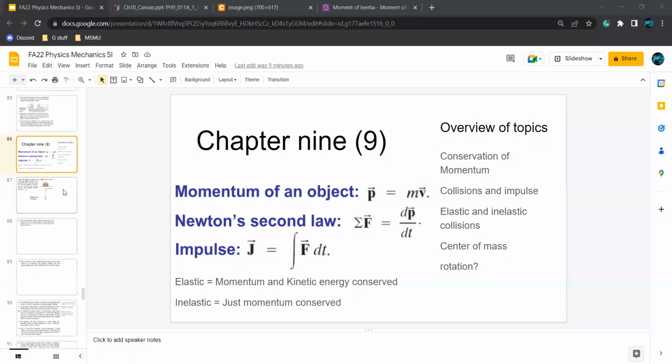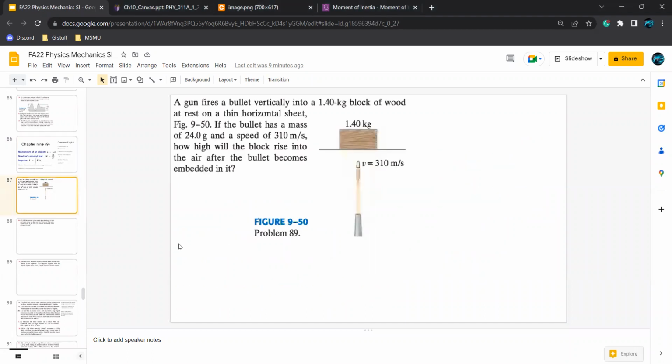Alrighty, hey everyone. I'm gonna try to cover chapter 9 and 10 today. And we're gonna start with a bullet fired into a wood block. And this is, I believe, momentum. Yeah. So we're going to use this equation. The P is equal to mv. Right? Note here that it says inelastic collision.